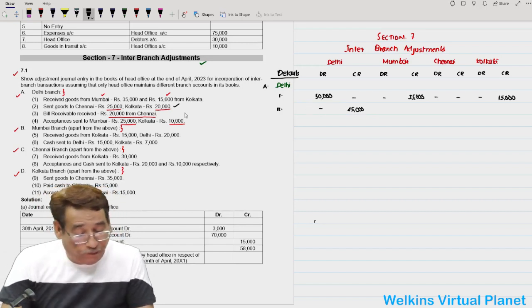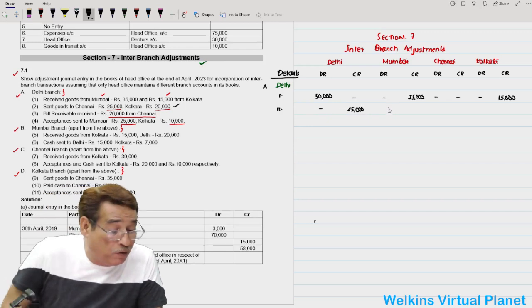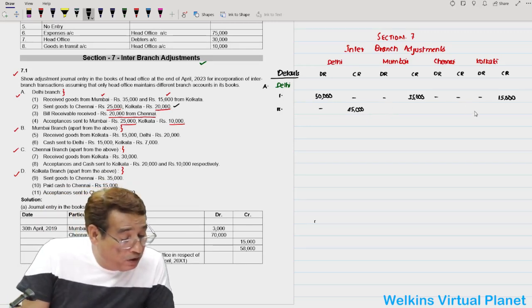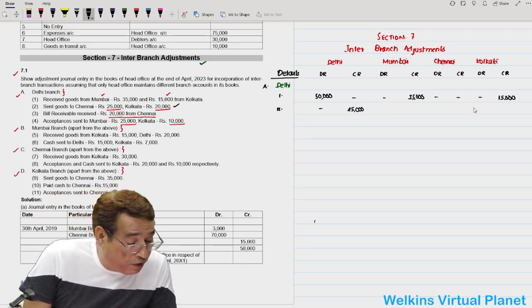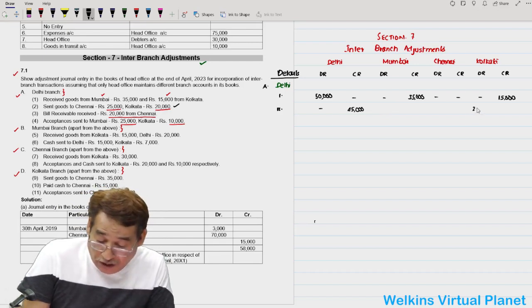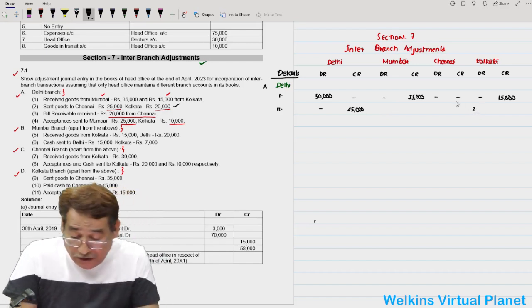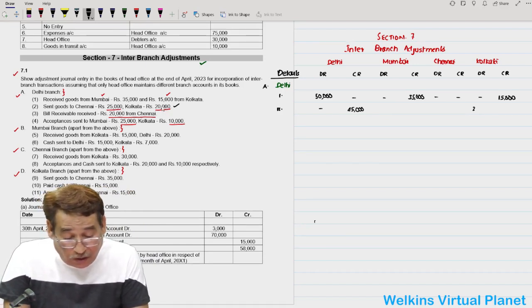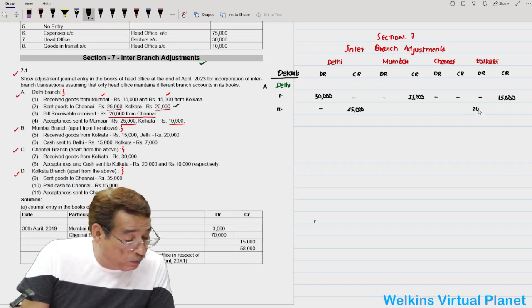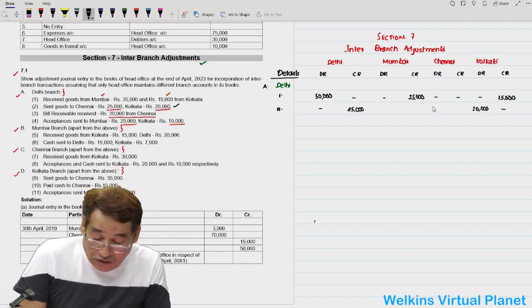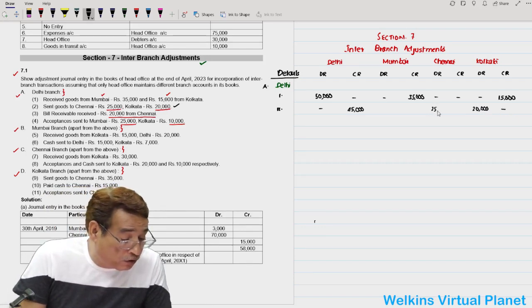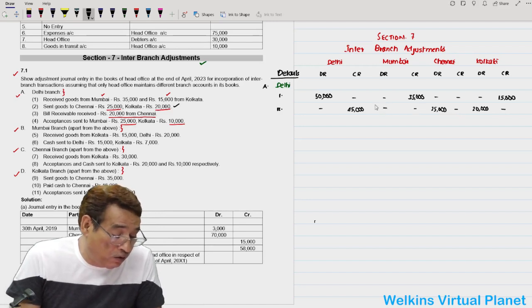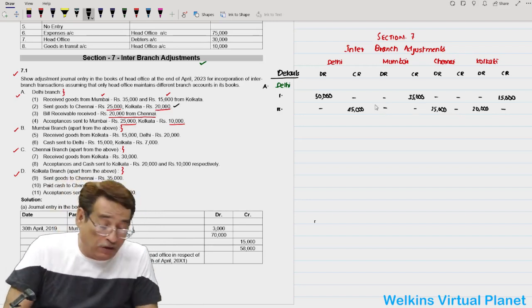Out of this 45,000, 20,000 worth of goods have been received by Kolkata. So, on the debit of Kolkata, I will write 20,000. In fact, I will write 25,000 because Chennai is receiving 25,000 worth of goods and Kolkata is receiving 20,000 worth of goods. I will write here 20,000 towards the debit side. And Chennai branch is receiving 25,000 worth of goods. So, towards the debit side, I will write 25 and so on. This is how you have to keep on incorporating the transaction.